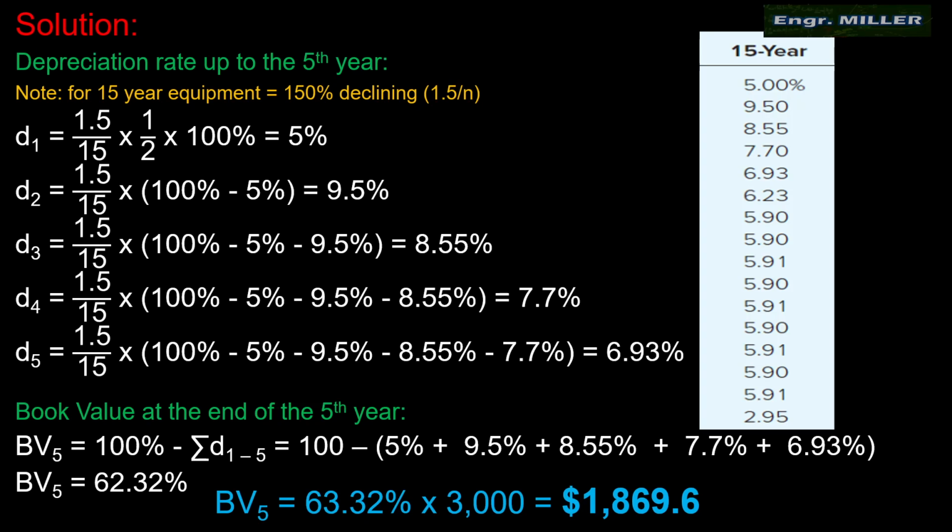Kapag ito ay 15 to 20 years, 1.5. Pag lumagpas ng 20 year, pagdating ng 27 pataas, straight line na yon. Pero pag 3 to 5 year, 3 to 10 years, that is double declining balance or 200%. So that's it. That's basically it pagdating sa MACRS method.